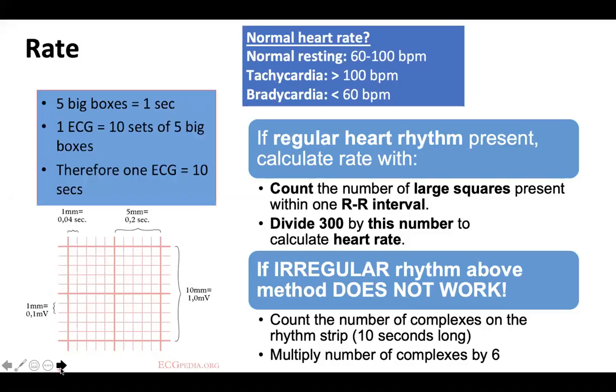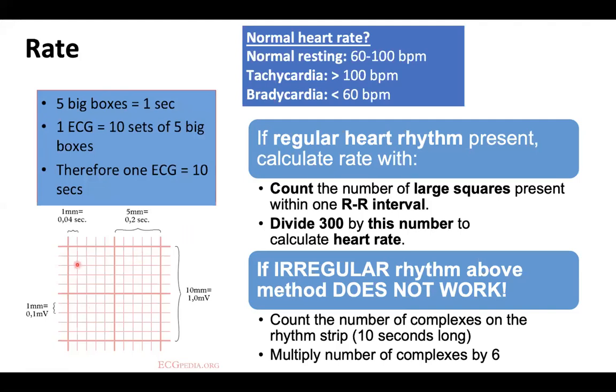Okay, so once you've looked at and confirmed the details of the patient, their name, the time of the ECG, as well as the paper speed and a bit of the clinical details, you move on to calculating the rate. So like I said before, 5 big boxes are equivalent to 1 second. And generally at the bottom of an ECG, there are 10 sets of 5 big boxes, if you have a standard tracing and standard length.